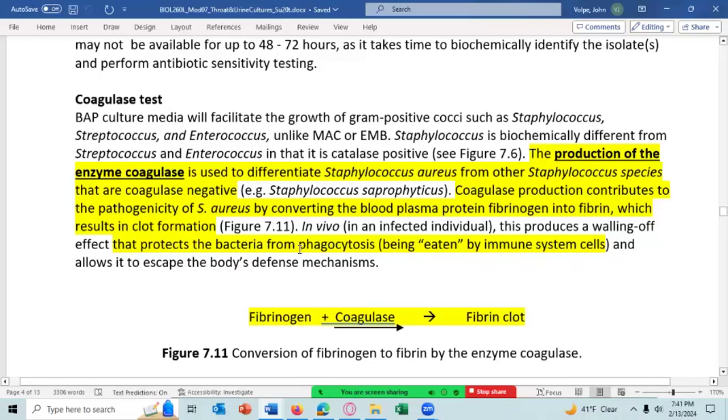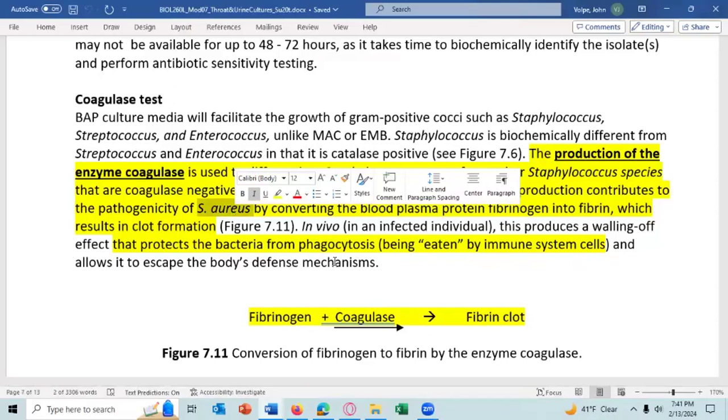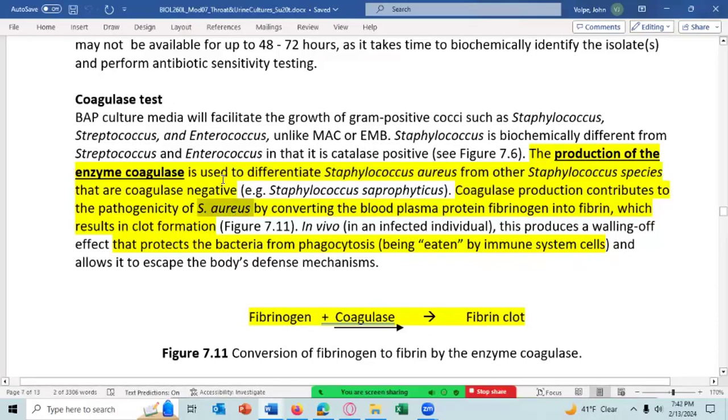My point is, this enzyme is a factor in the pathogenicity of Staphylococcus aureus. And that's one of the reasons why Staphylococcus aureus is more pathogenic than other members of the staphylococcal family. Staphylococcus aureus can have other pathogenic factors besides coagulase, but that's one.